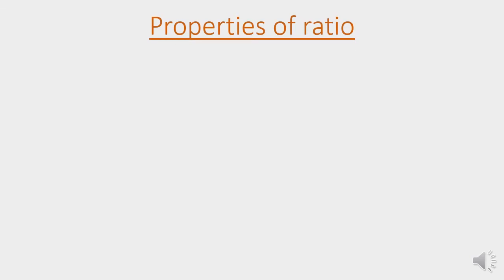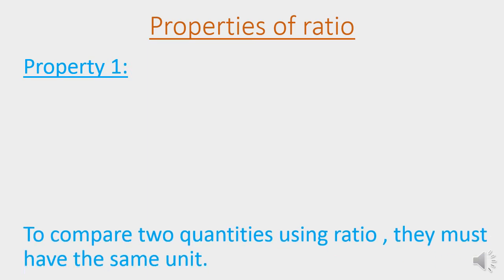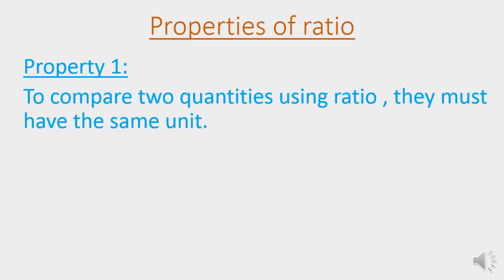Our lesson today: properties of ratio. What are the properties of ratio? You know that a ratio is a way to compare two quantities. What are its properties? Property 1: to compare two quantities using a ratio, they must have the same unit. They must have the same unit.